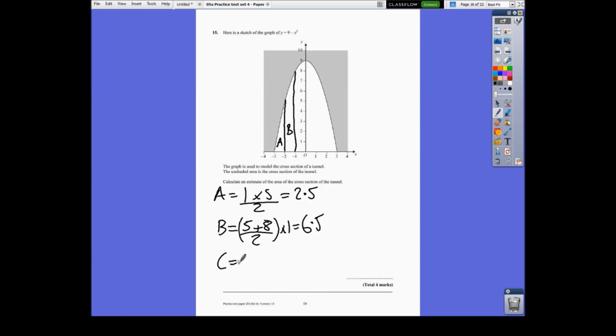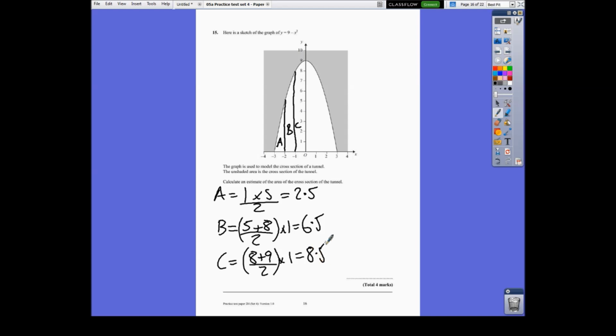And the area of C, this shape here: the left hand side of it is 8 and the right hand side of it is 9. And again it's a trapezium, so 8 add 9 over 2 multiplied by the distance between them, which is 1. So 8 add 9 is 17, half that is 8.5.